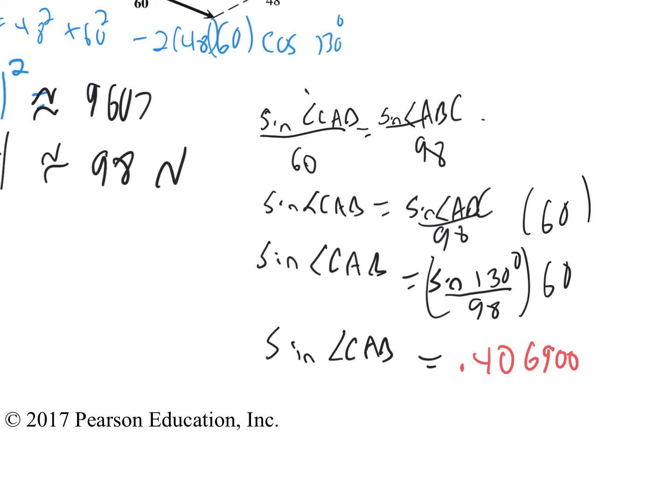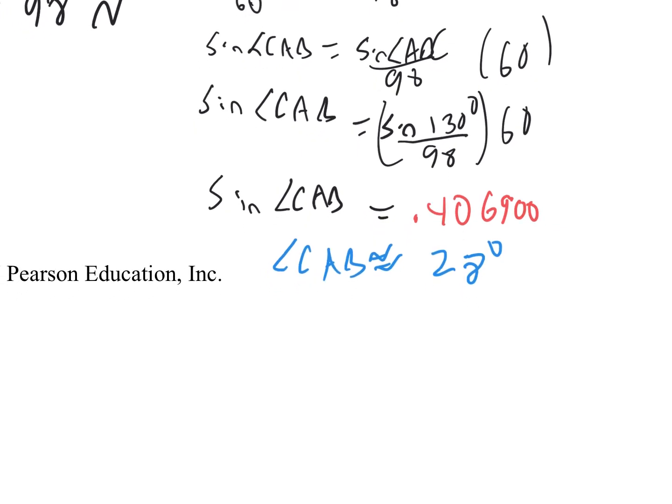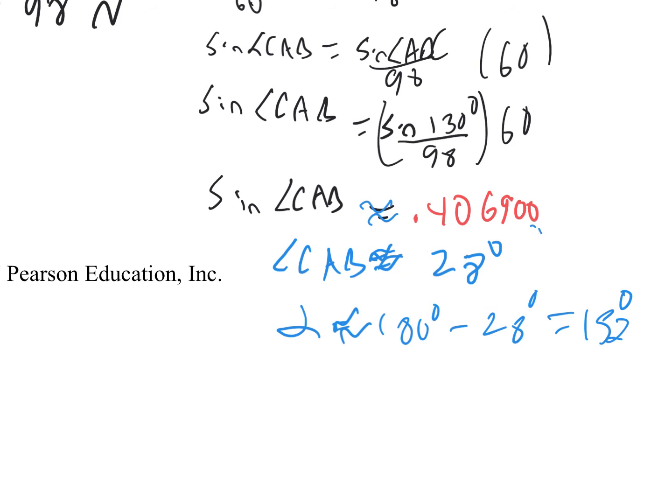So what I'm going to do is take the inverse sine of the answer. Use your calculator and do second sine of the answer. I'm back. Second sine gives me approximately a 28-degree angle. Therefore, my angle alpha that was labeled up there will be 180 degrees minus the 28 degrees. That's 152 degrees. And this is approximate, because I cut the decimals off.